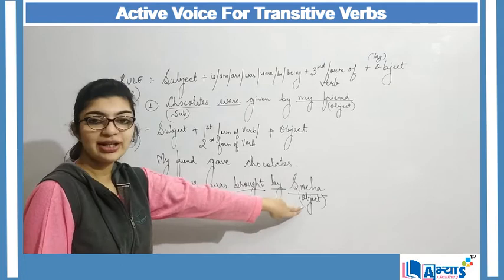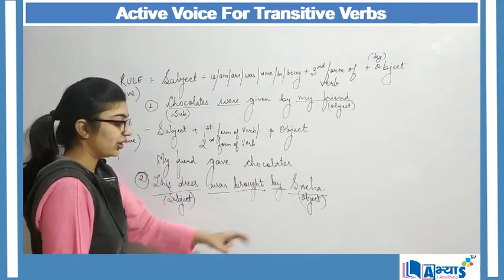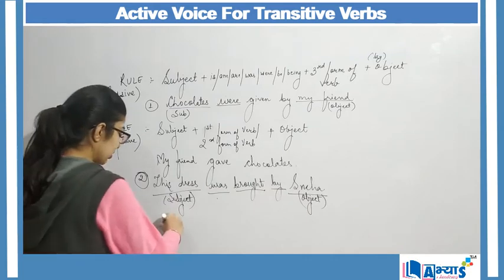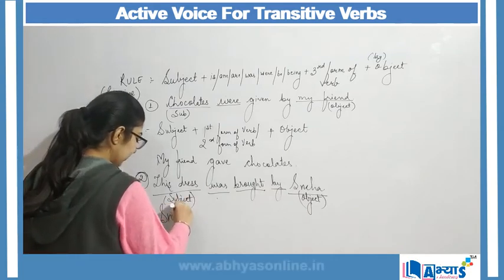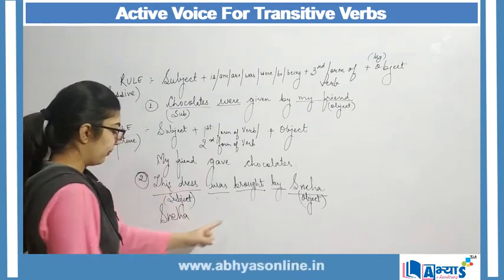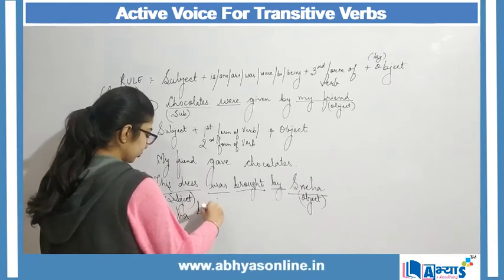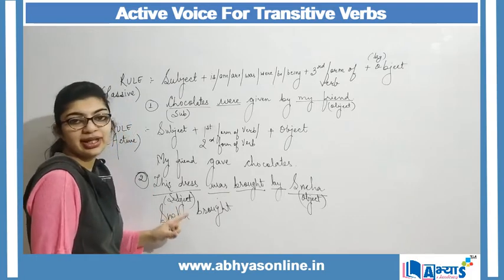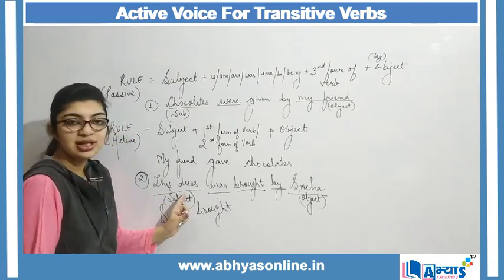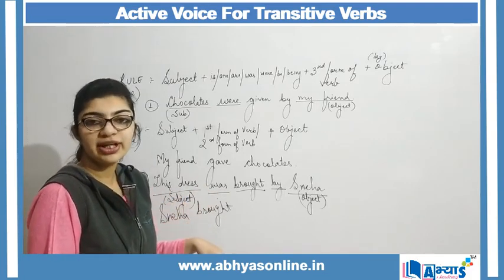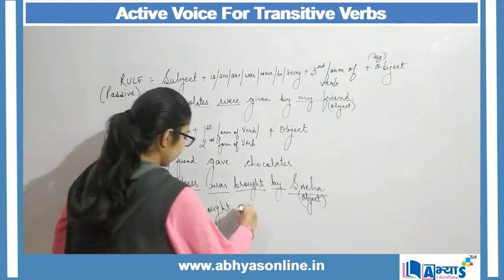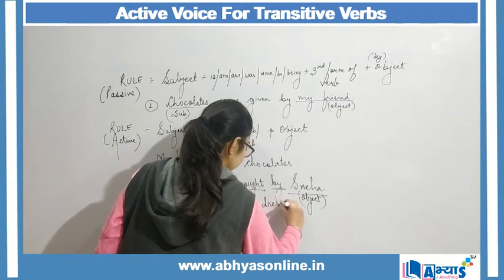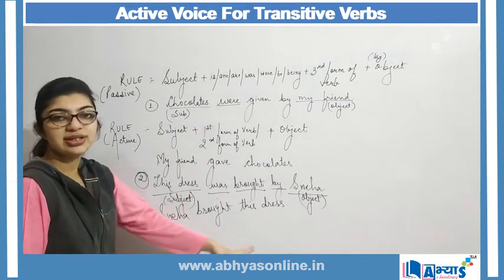So now, while converting to active voice, my subject and object will interchange their positions. So now Sneha will become the subject in active. So I say Sneha brought, and my subject in passive is this dress. Now this dress will become the object for my active sentence. So this dress. So Sneha brought this dress.